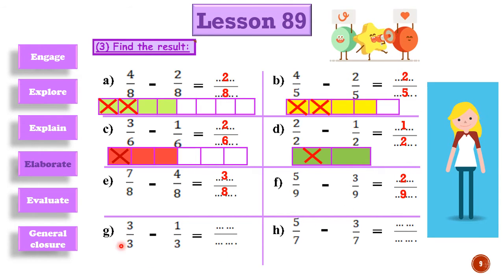Here we have 3 thirds minus 1 third. With common denominators, just 3 minus 1 equals 2. 2 thirds. Good job. Here we have 5 sevenths minus 3 sevenths. Yes. Common denominators, just 5 minus 3 equals 2. It will be 2 sevenths.